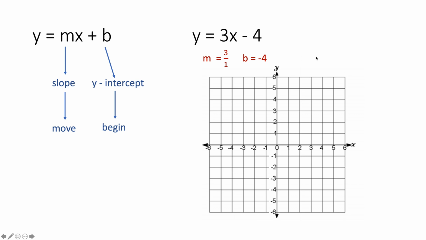So I begin by touching at -4. I go down the y-axis to -4 and I touch. Bingo. And then I go up 3, 1, 2, 3, over 1. Again, up 3 over 1, and again up 3 over 1. And now I connect the dot. And voila, I got my graph drawn. So that's really powerful and really cool.